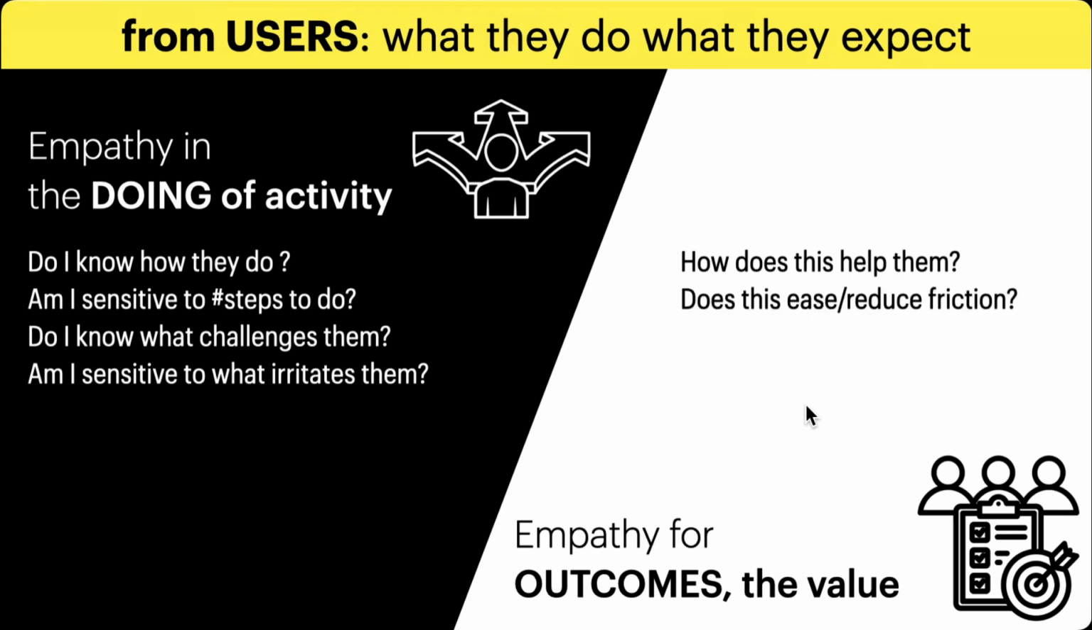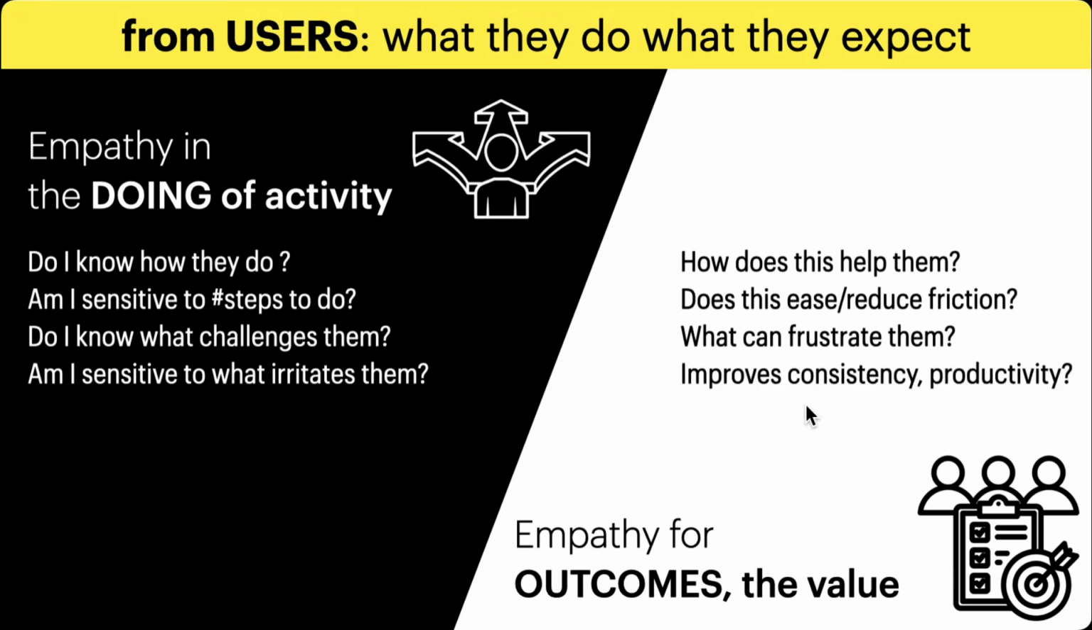Does it ease the job of doing, or reduce the friction of doing things? What can frustrate them? If they get certain outcomes, would they be upset and frustrated simply because they're not able to accomplish what they wanted to do? That's what I was trying to talk about. Does it improve consistency? Does it improve productivity? So I'm trying to look at the users from the angle of the doing side and the outcome side, and that's one view that I'm trying to take from the notion of users.